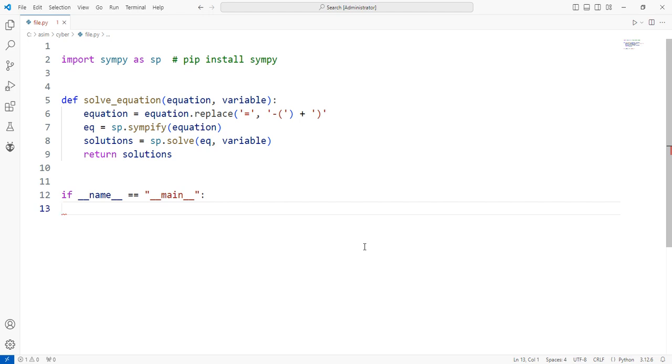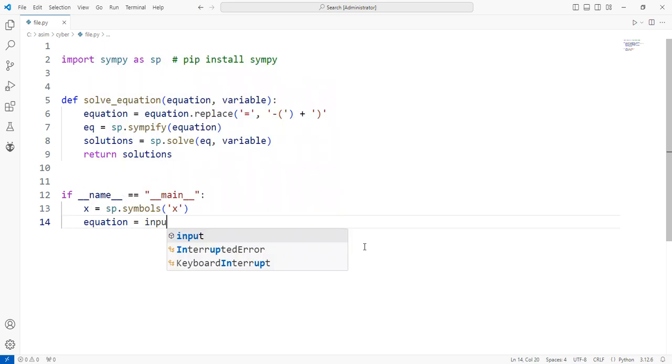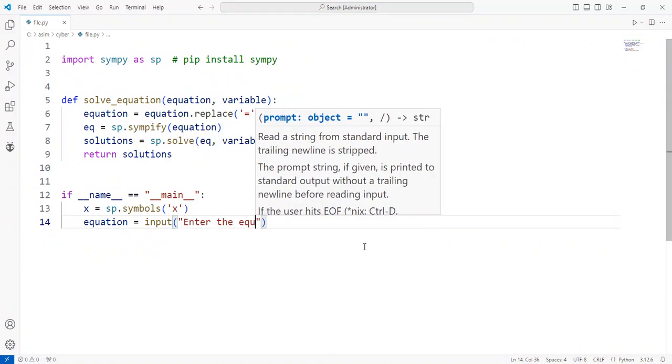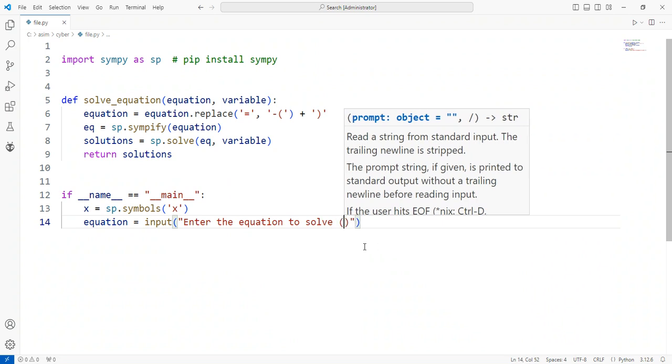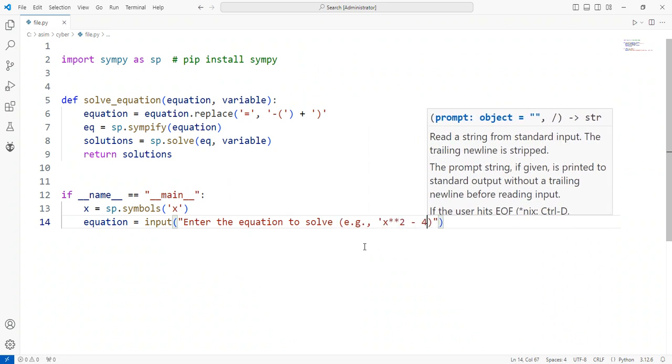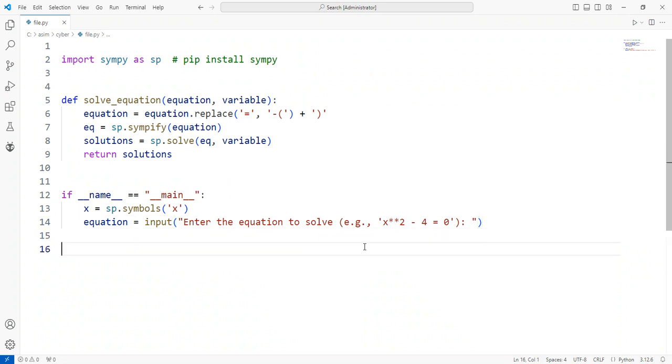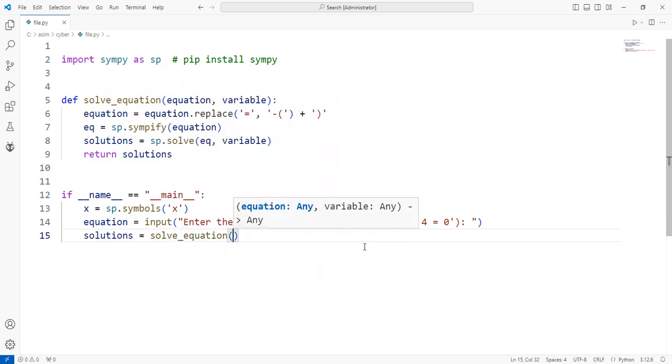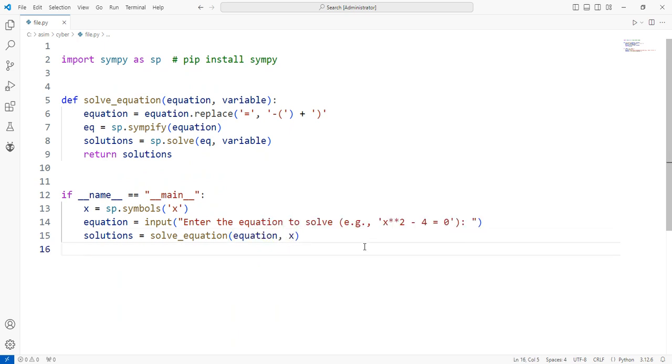Define the variables in your equation. Input your algebraic equation as a string. Solve the equation. Output the solutions.